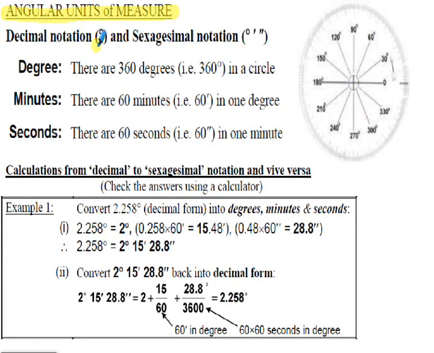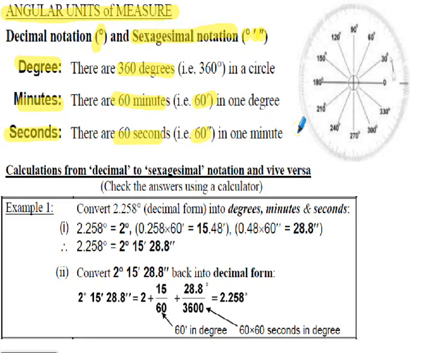Decimal notation, don't forget, is always in terms of degrees, and we're probably very familiar with it. There is also what's called sexagesimal notation. This is the degrees, minutes and seconds notation, and it is used in some of the questions. Don't forget, there are 360 degrees in a circle. In sexagesimal notation, there are 60 minutes in a degree, written as 60 with a little dash. And there are 60 seconds in a minute, so 60 with a double dash.